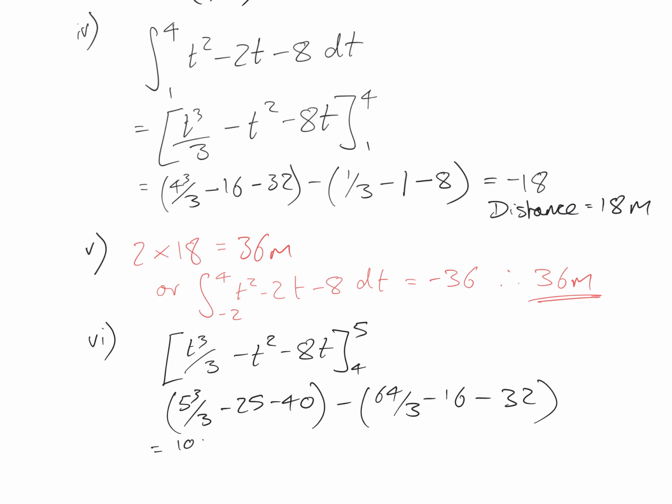is 10 over 3. So the distance travelled, not the displacement, the distance travelled, well, does 18 plus 10 over 3. 10 over 3 is 3 1/3, so that's 21 1/3 metres.